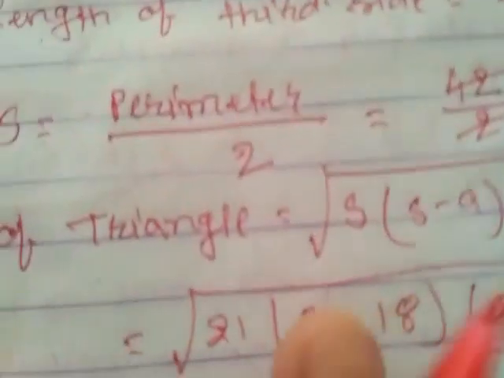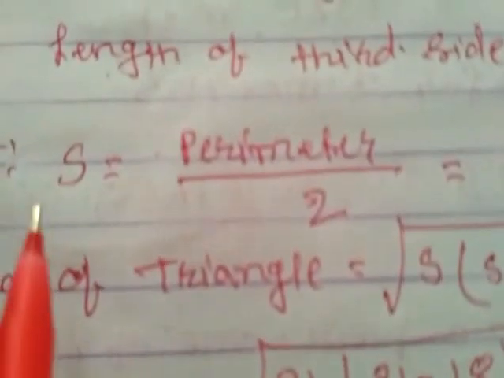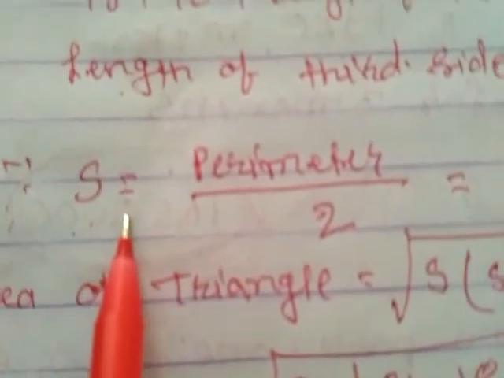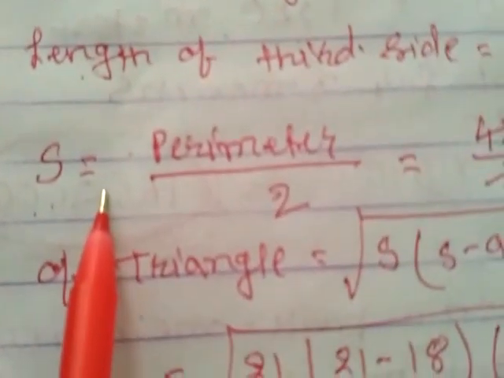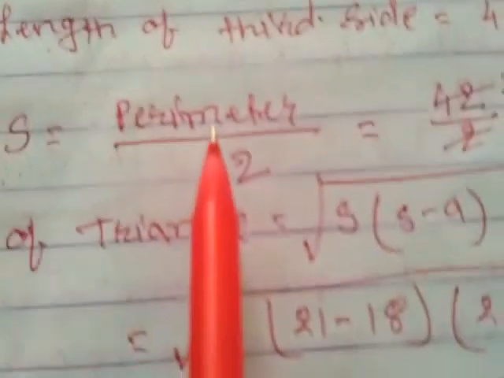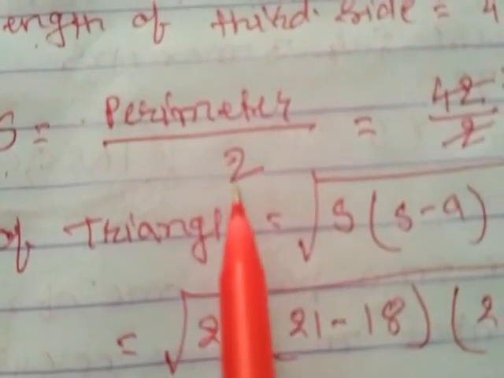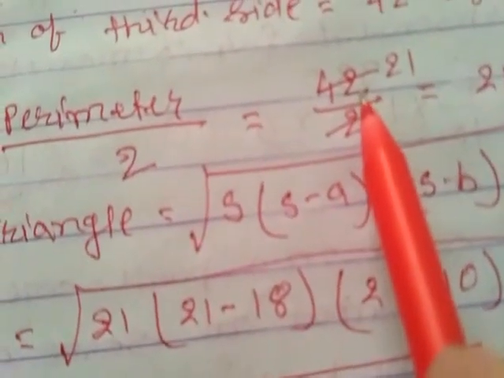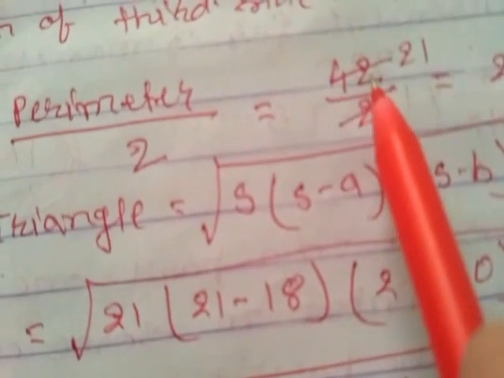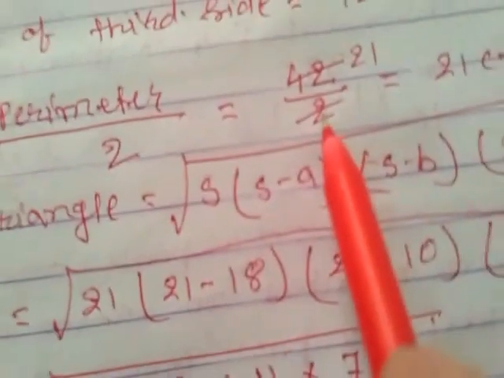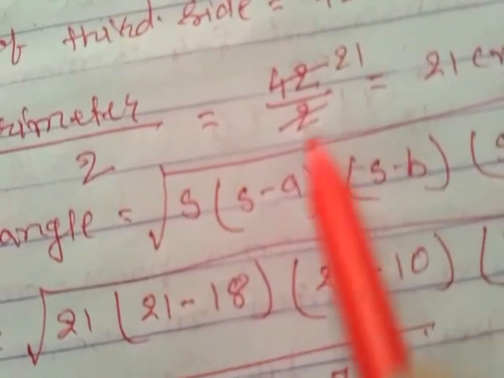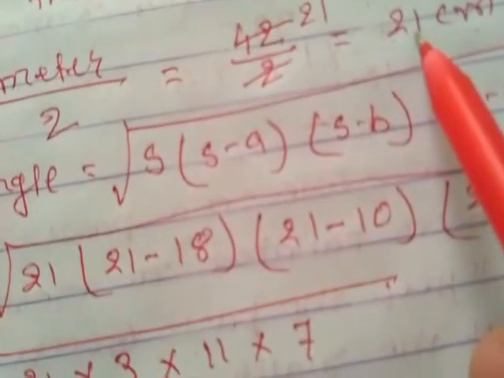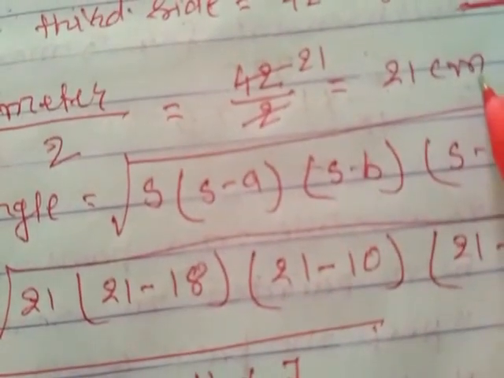Now we have to find S, which is the semi perimeter, that is half of the perimeter. So S will be equal to half of the perimeter, that is perimeter by 2, and the perimeter of the triangle was 42 centimeter, so it will be 42 by 2. 42 divided by 2 is 21, so we have 21 centimeter as its semi perimeter.